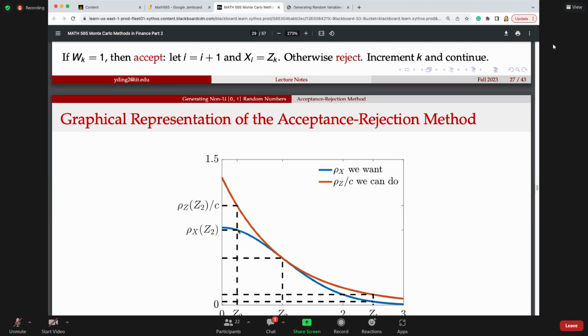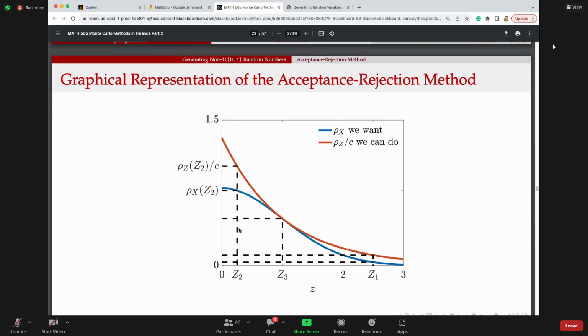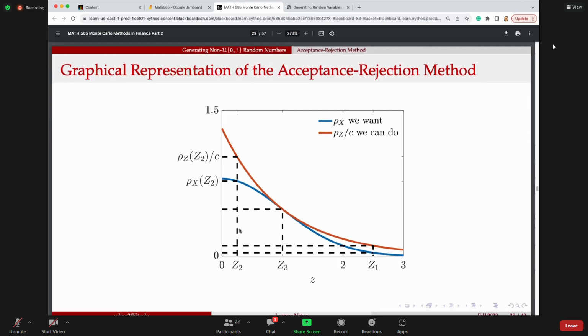So if you want to use the acceptance rejection method, you need to know the density function of the random variable you want to generate, and you also need to have some other density function. This is how to use that. Maybe you will ask, if we already know the density function, why don't we use our inverse distribution transformation to find it? Maybe you cannot. So that's why you want to use this acceptance rejection method to do it.